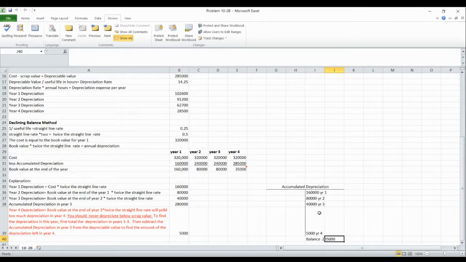Once we have added up all of our years' depreciation, the balance is $285,000. And that is the total accumulated depreciation that we would use on our balance sheet in year 4. The cost of the asset would be reported on the balance sheet in year 4 minus the accumulated depreciation, and what that leaves you with is the scrap value of $35,000.